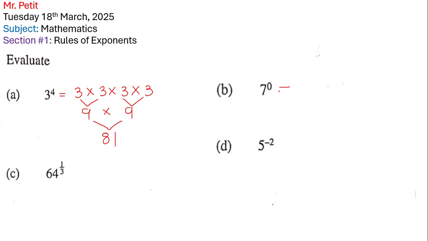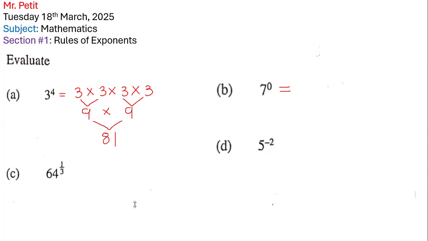Just 1? Yes, just 1. How is it just 1? Because an exponent to the power of 0 equals 1. That's the rule. A number raised to the power of 0, no matter what it is, is 1.